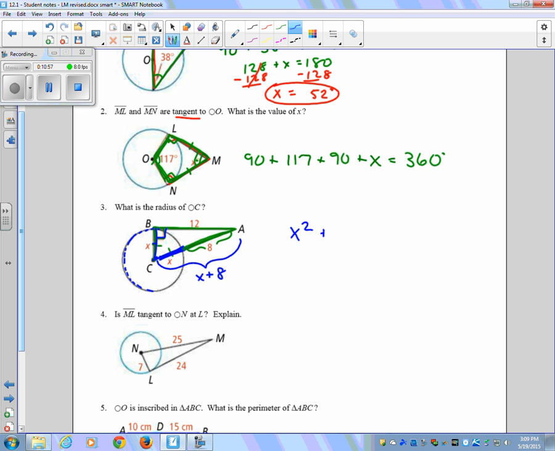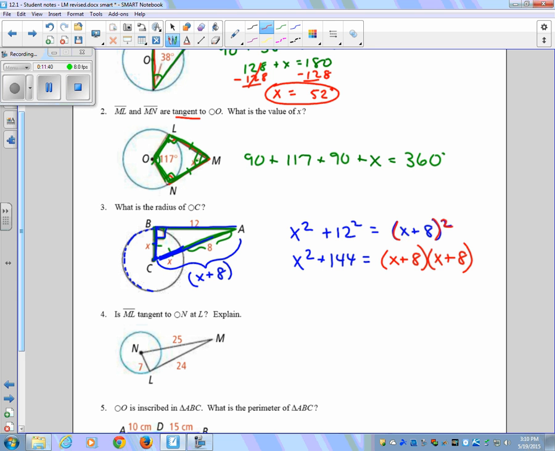X squared plus this whole side is x plus 8 squared. Oops, sorry. Got to do the two legs. X squared plus 12 squared equals the hypotenuse, x plus 8 squared. So we've got x squared plus 144 equals, now don't forget this, we talked about this before, this whole thing to the second power means the whole thing times itself. Do not try to take a shortcut. You have to do FOIL here.